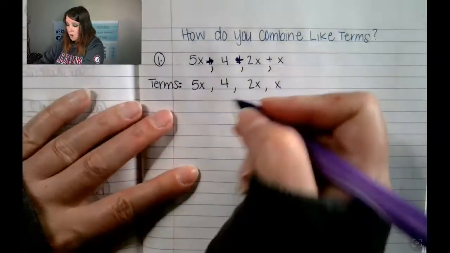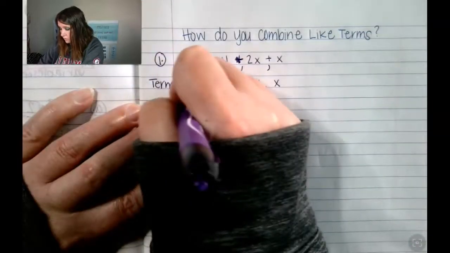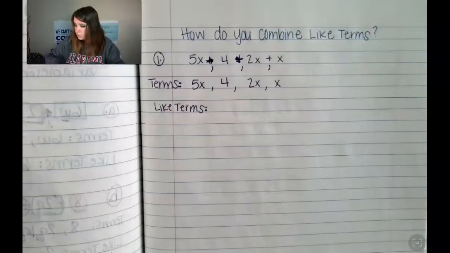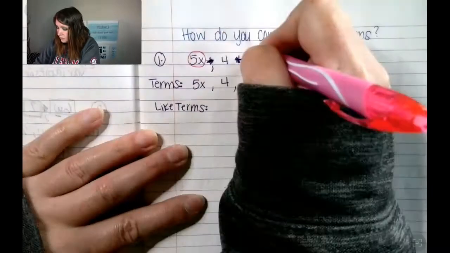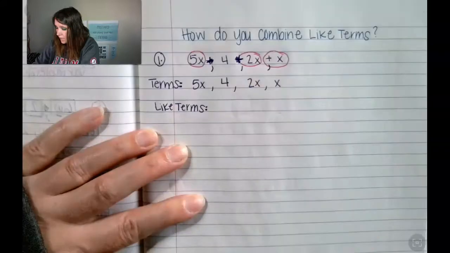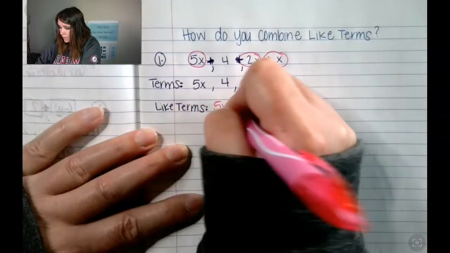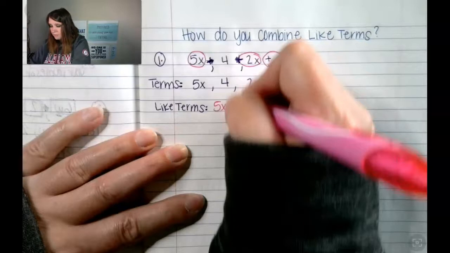So the things that are alike. So let's look at the like terms. Like terms are 5x, here's a positive 2x, and here's a positive x. Remember that we're just going to write down the ones that are alike. So we have a 5x, a 2x, and an x. And we're going to take their sign with them.